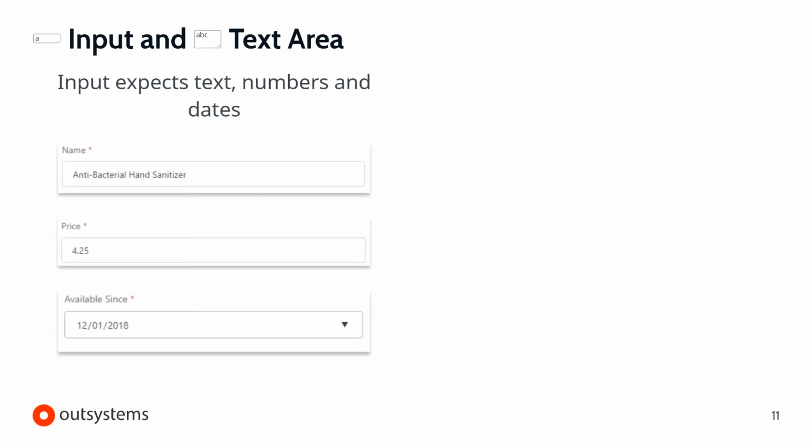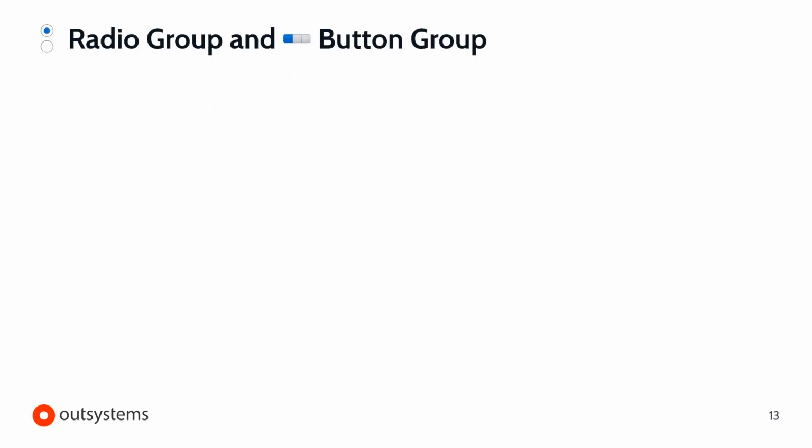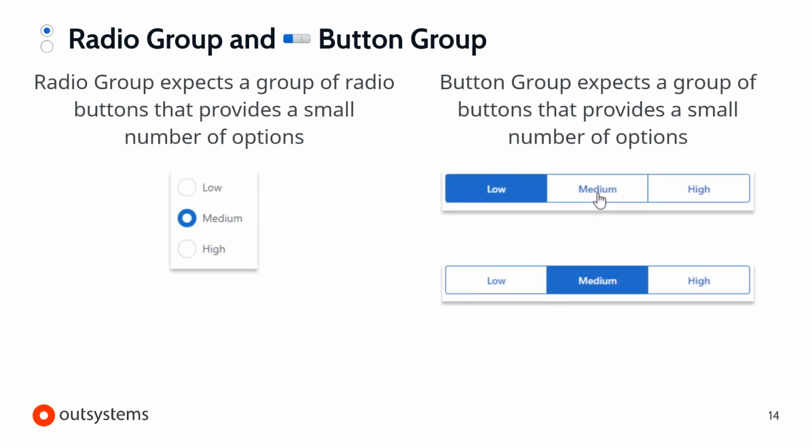First, there are the input and text area widgets. The input widget allows the user to type text and numbers or pick dates. The text area is a multi-line field that expects text, which can be useful for larger chunks of text, such as descriptions. As for small number of options, we have the radio group and the button group. Both work very similarly. The radio group contains a set of radio buttons, whereas the button group contains buttons. Users can choose an option from a small number of possibilities by selecting a radio button or button item. The several options are defined through radio button or button group items.